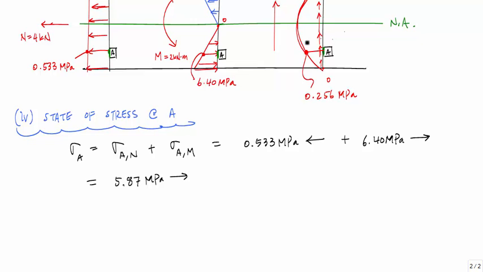The shear stress, there's only one shear stress here. The shear stress at A, which is only due to the shear force, is 0.256 MPa, and on the green face here it's acting upwards.